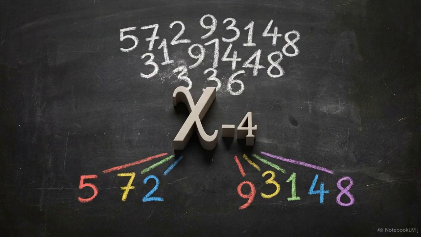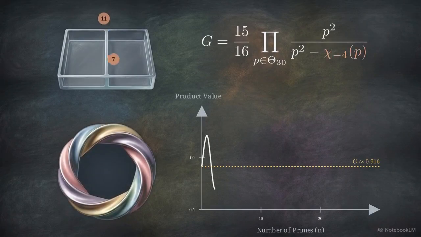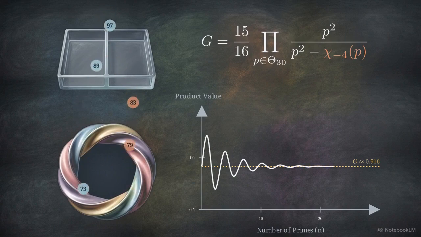A Dirichlet character, chi-4, categorizes every prime based on its chirality. Primes that are 1 mod 4 belong to the C1 lane, while 3 mod 4 primes belong to C2. These prime categories filter directly into the 2 sides of the physical Möbius seam. An Euler product formula captures the sorting process. As we account for more primes, the product converges to a fixed point, Catalan's constant.